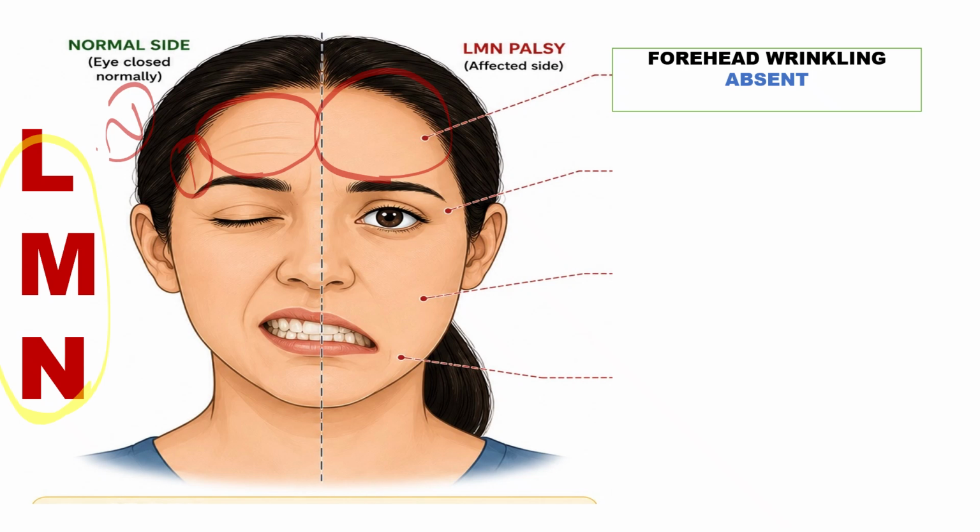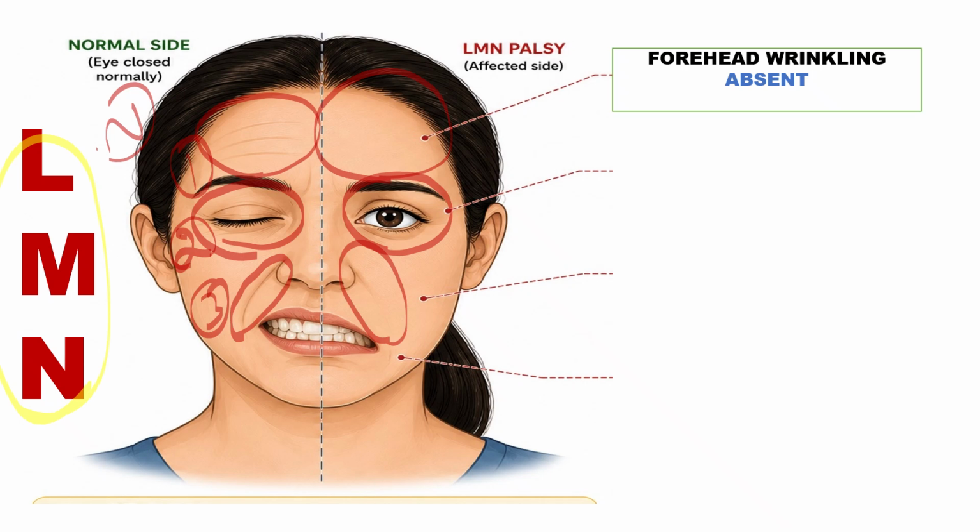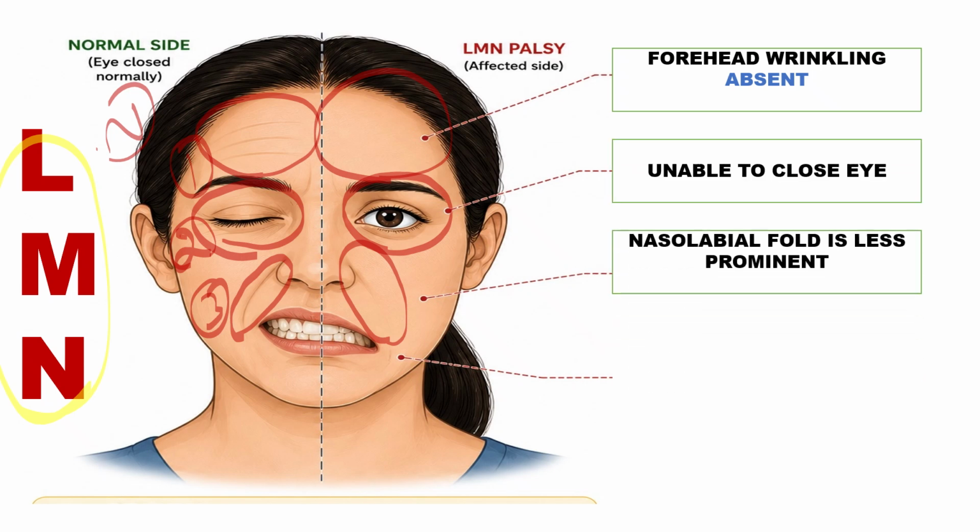That's the first point. Second is when we ask the patient to close the eye, on the normal side, the patient is able to close the eye completely. Whereas on the affected side, the patient will not be able to close the eye because of the involvement of the orbicularis oculi. The third point is, if you look at the nasolabial fold and compare it on the other side, on the normal side it is more prominent, whereas on the affected side the nasolabial fold is less prominent.